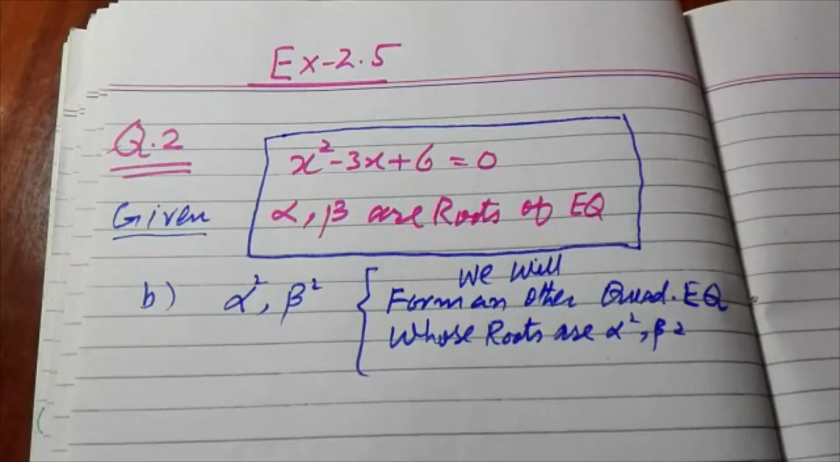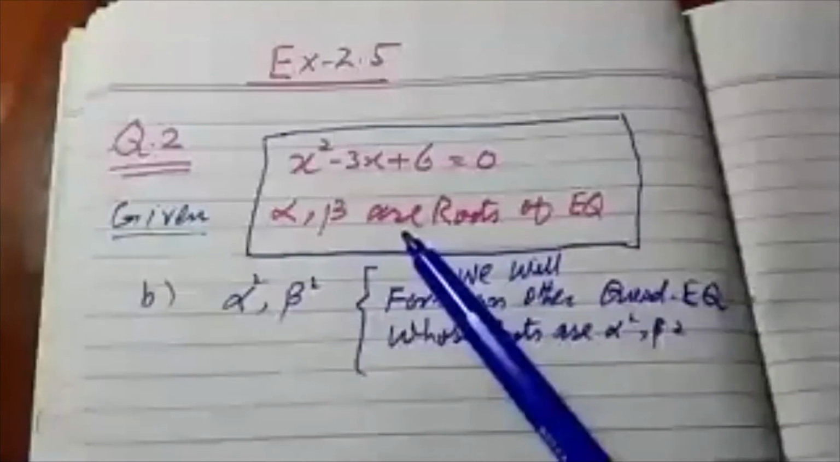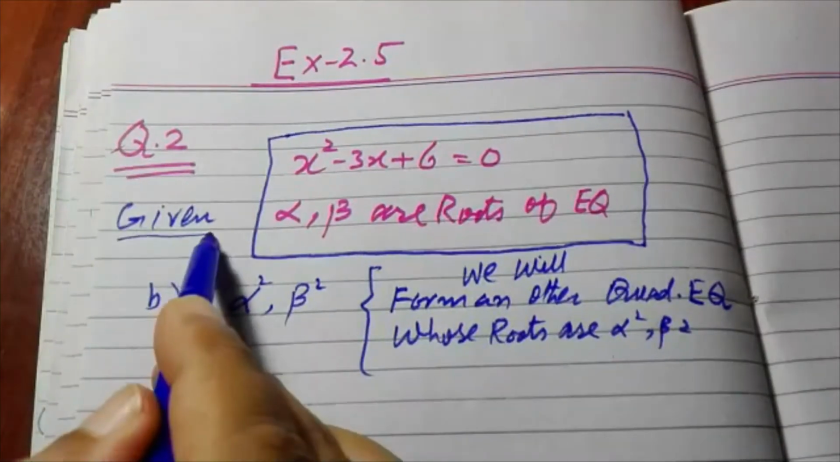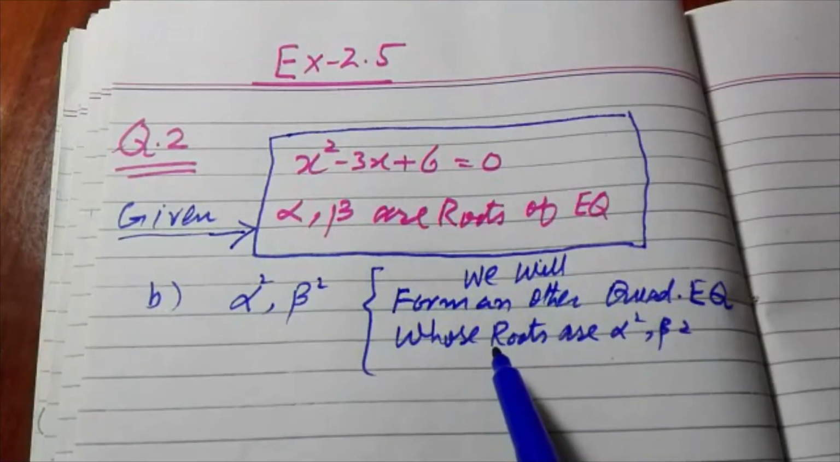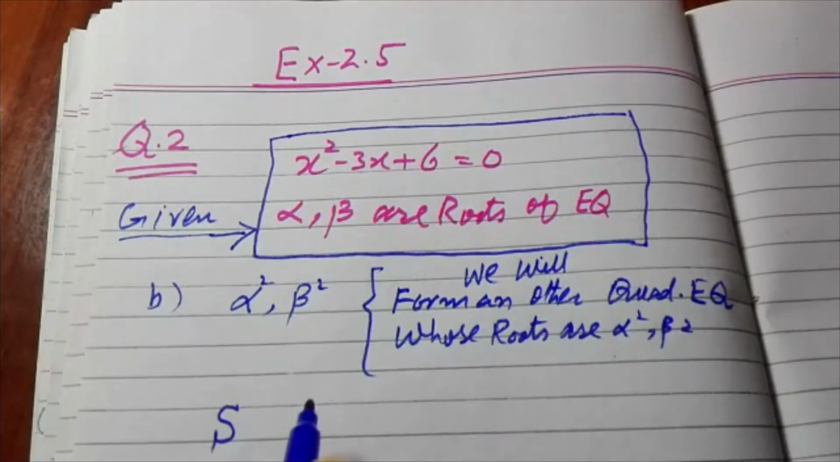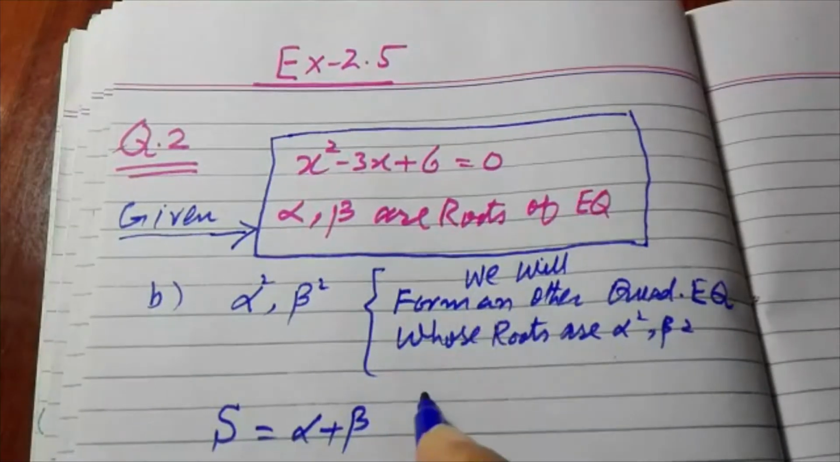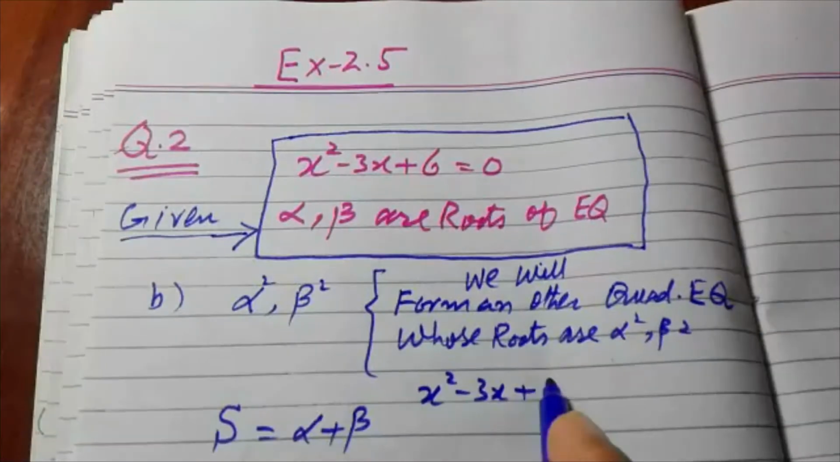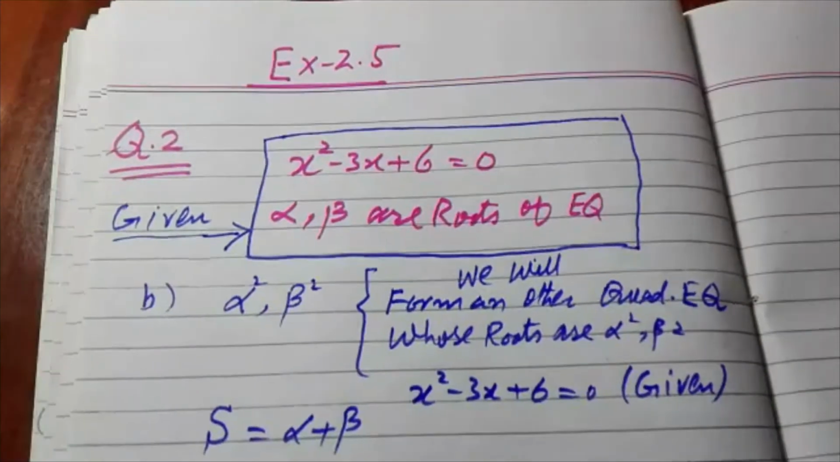So our first task will be to find alpha plus beta and alpha beta, which are the sum of roots and product of roots of the above equation. We will use the given information and then form another quadratic equation. First, find the sum of roots, alpha plus beta, of the given equation. I would write the given equation right here so that you can see it, highlighting that this is the given equation.